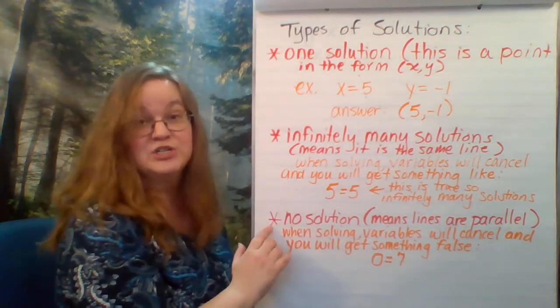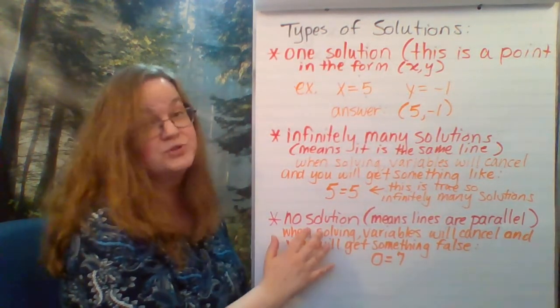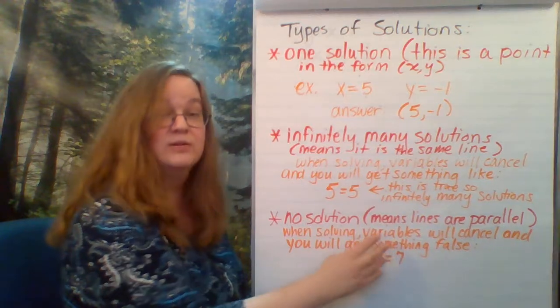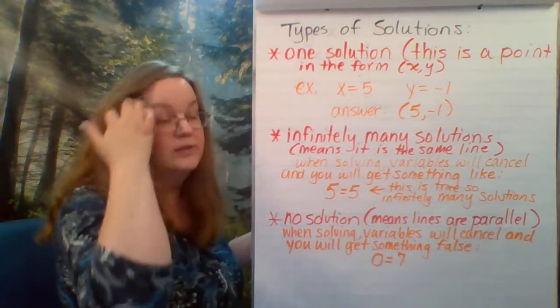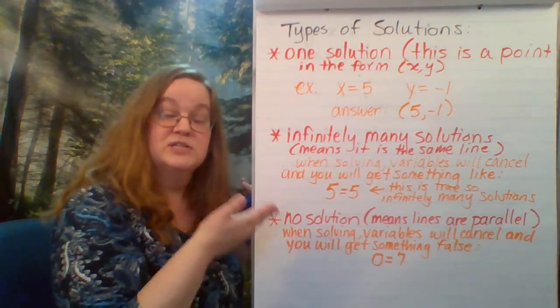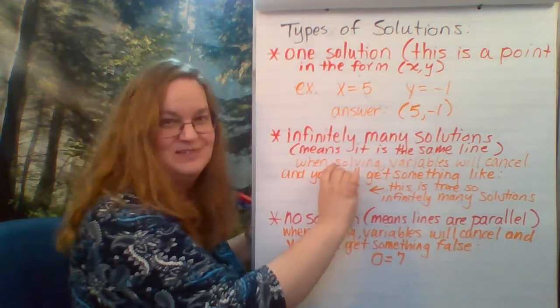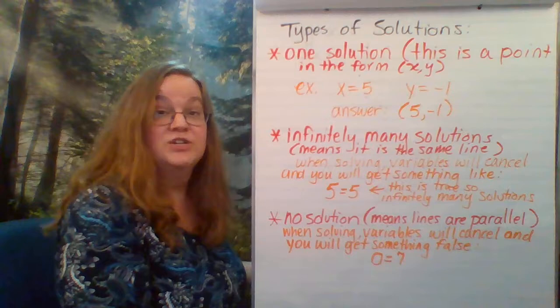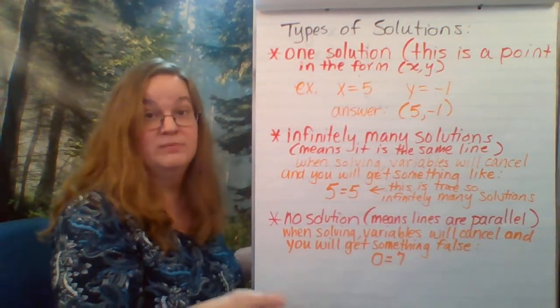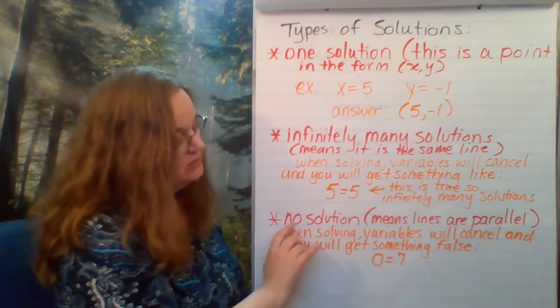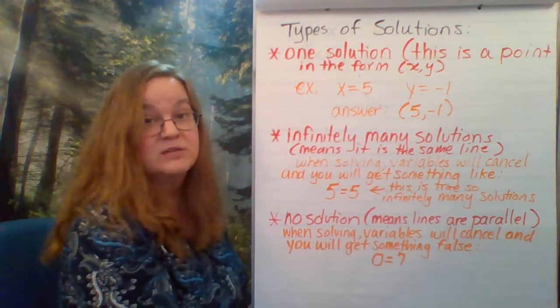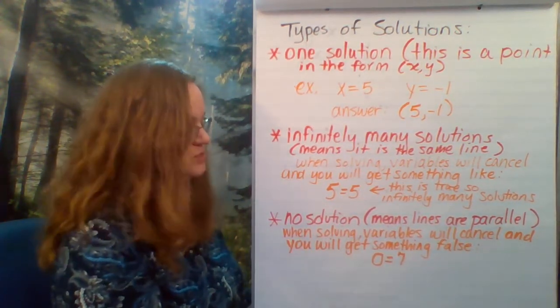The other situation that you get that's weird is no solution. This means that the lines are parallel, and since the solution is the intersection of where the lines meet, whether it's a single point or the same line if it's infinitely many, by definition, parallel lines are never going to meet. So they are always the same distance apart, they never intersect. So therefore, there's no solution to a system because there's never going to be an intersection point.